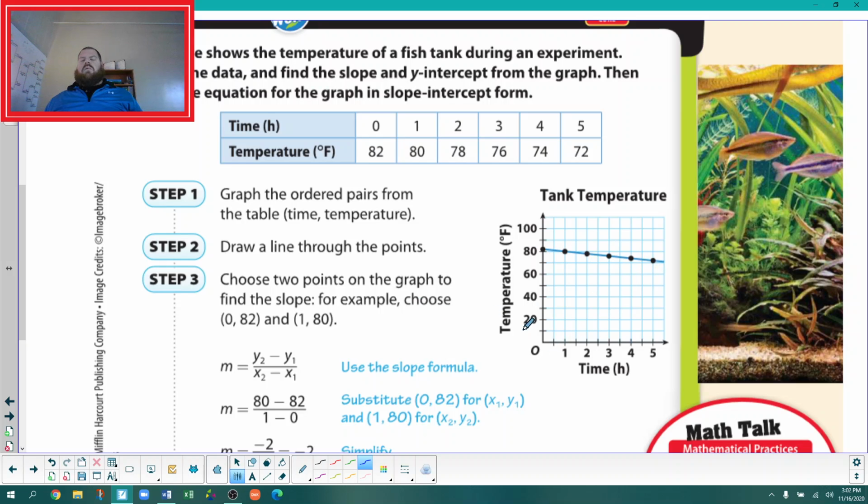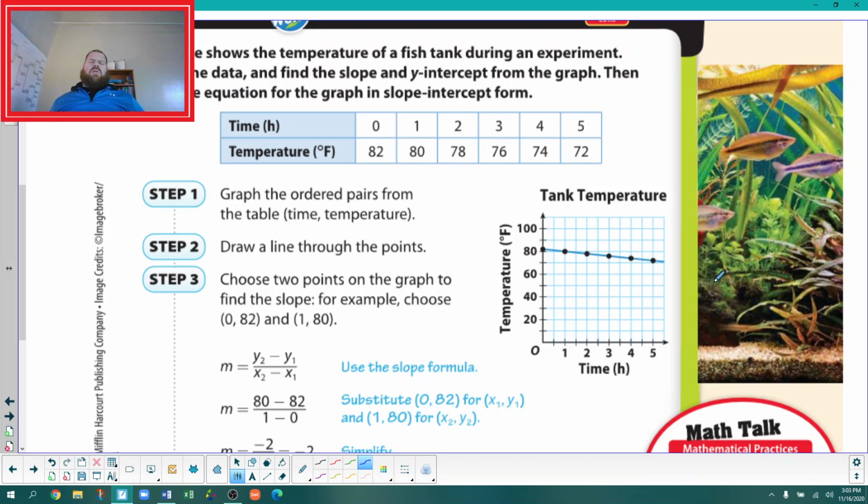Because eventually we're going to want to say, okay, well, what happens in this one of temperature over time? What happens at 20 hours? Well, my graph isn't that big. I don't want to draw that line that far. I don't have a long enough ruler. Whatever the excuse may be, there's times that it's more beneficial to have the equation.